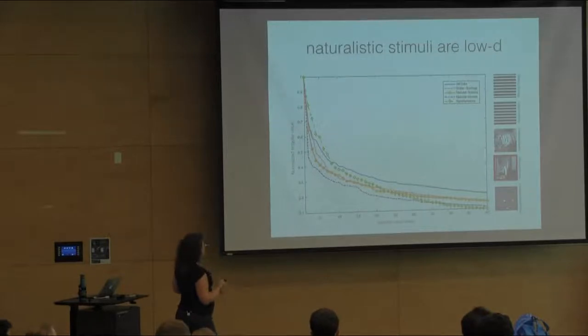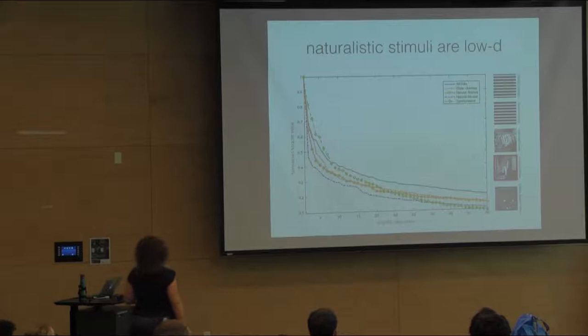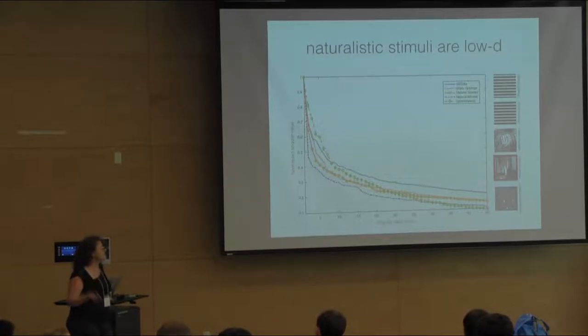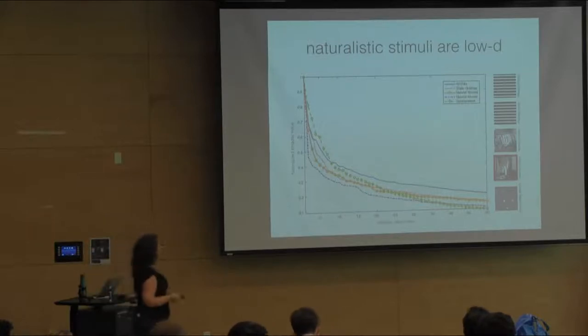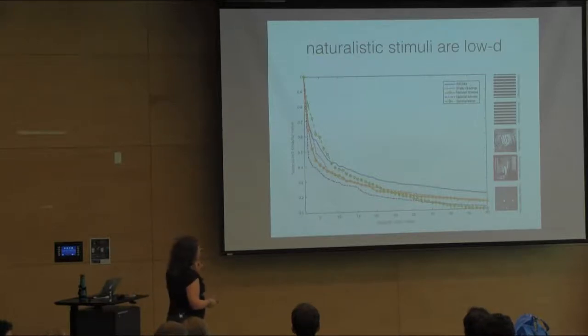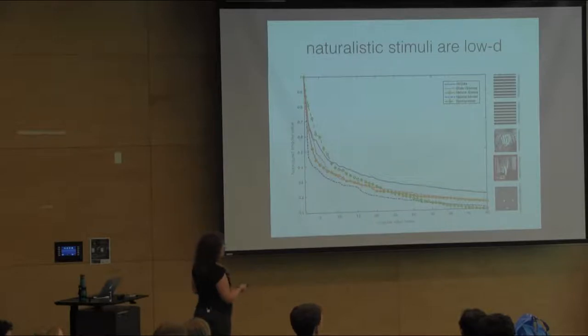Okay, so the first thing that we were interested in doing is understanding whether or not these different types of visual stimuli might produce different dimensionalities, or the neural activities might live on different dimensional subspaces. And so in this example, what I'm showing here is just if we look at the SVD, so look at the sorted singular values for the neural population across these different types of stimuli.